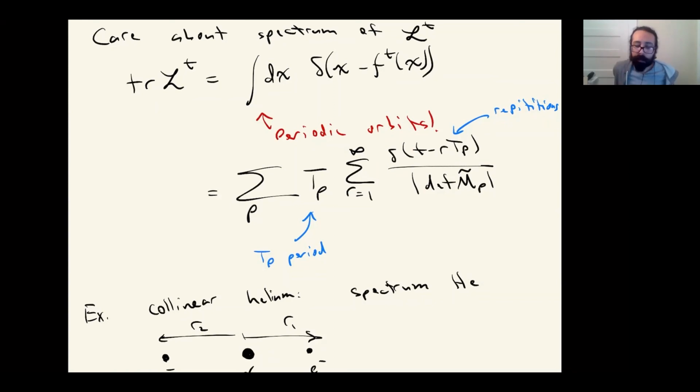Right. So I agree with your assessment. I think the technical upshot is just that we need to care about the time evolution operator in classical mechanics, and we care about the spectrum of that operator, so we compute it by taking the trace. And things that are periodic are what show up in that trace. So I agree, that's like a one-sentence summary of what happens.